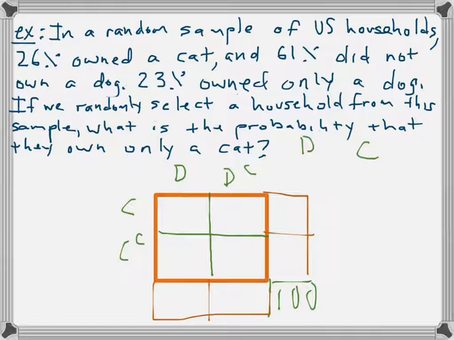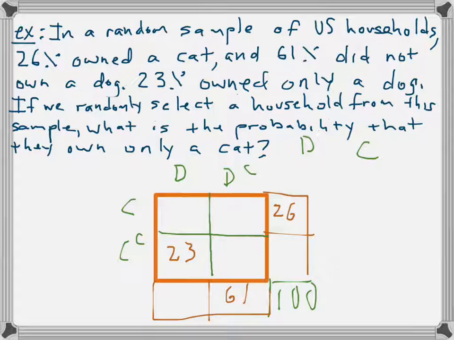So when I start putting up these numbers here, I see 26% of people owned a cat. Well, that means that this whole row, because there's two ways to have a cat. You could have a cat and a dog, or you could have a cat and not have a dog. That's going to add up to 26%. Now it says that 61% did not own a dog. Where would that go? See if you can see where that would go on the table. Yeah, right there, 61%. Then it says here that 23% owned only a dog. So that means only a dog and no cat. That's 23. That's going to go right there. That's having a dog and not a cat.